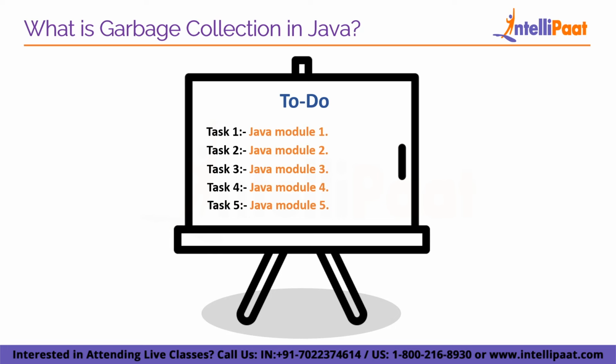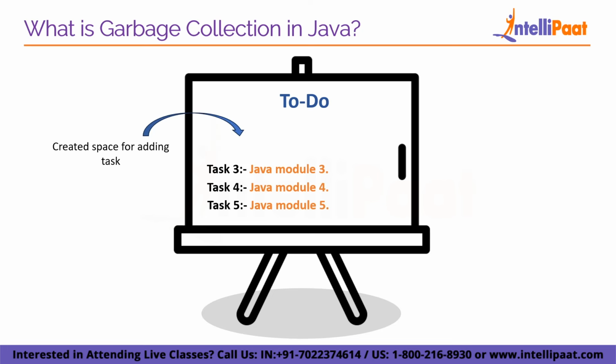Suppose you use a whiteboard for writing to-do tasks and you end up writing 5 tasks and there is no more space to write. Once you complete a task, you need to add another task, but for that there is no more space on the board. So what will you do? You will simply remove the task from the board which is completed because there is no use of that. So in this way you can recreate a space and write your task.